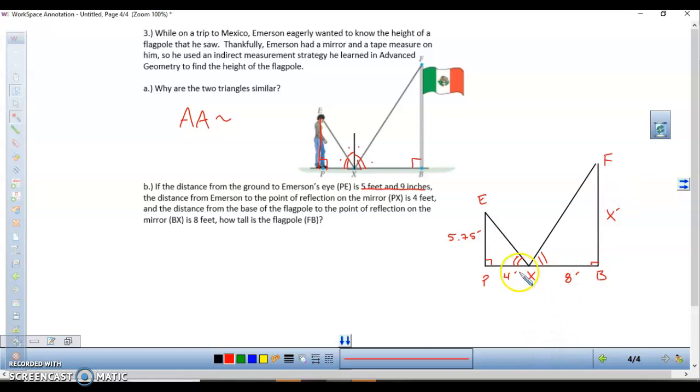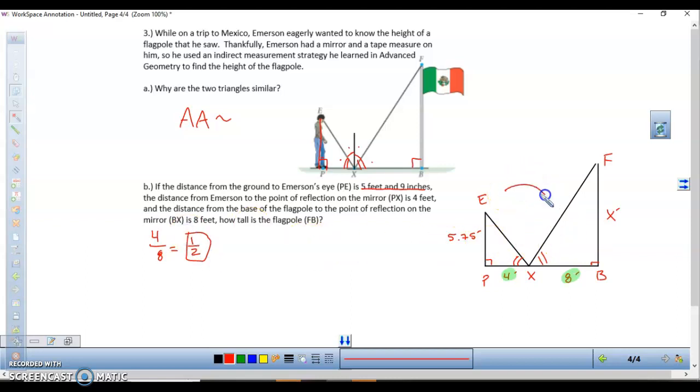So again, we'll first set up our similarity ratio. And what we have there is that this is 4 and this is 8. Those are the corresponding sides. You'll notice they're both between the two marked angles. And as you all know, 4/8 simplifies to 1/2. So there's my similarity ratio.